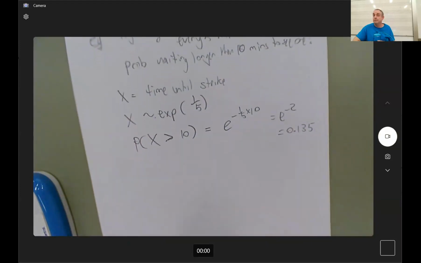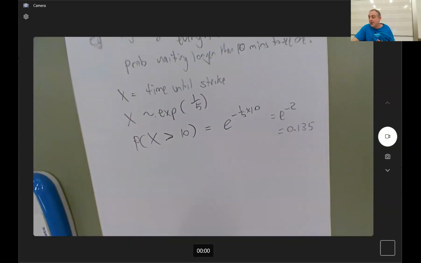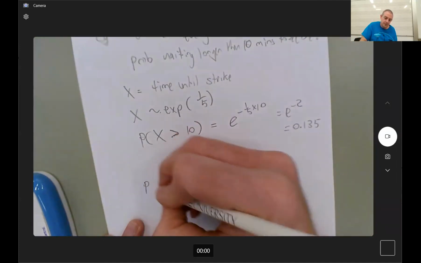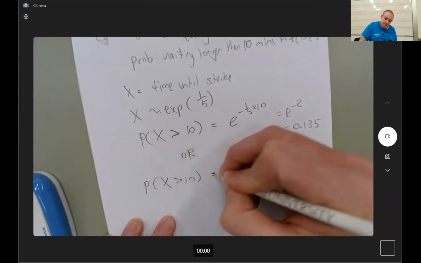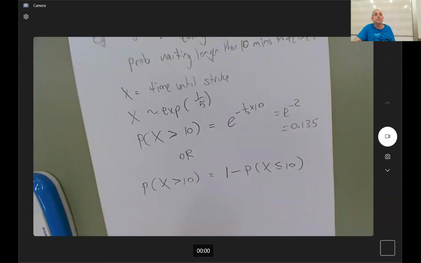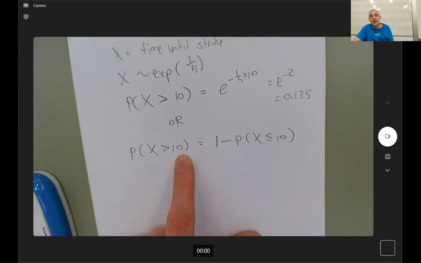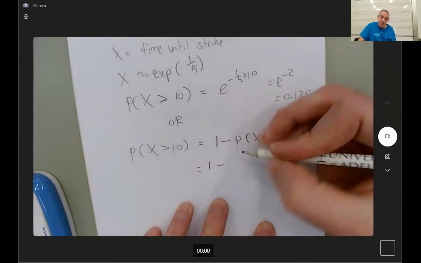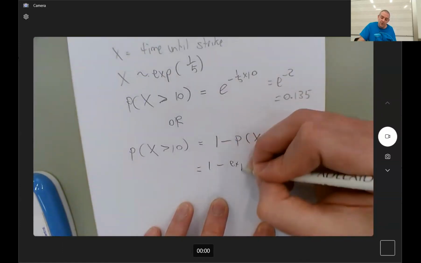So you could do that. I know that I said that you need CDFs, and the CDF is the left-hand side, but for the exponential distribution, the right-hand side is easier to remember. The left-hand side is 1 minus that. The probability of being greater than 10 is the opposite of the probability of being less than or equal to 10. And I could use MATLAB to do my exponential CDF.